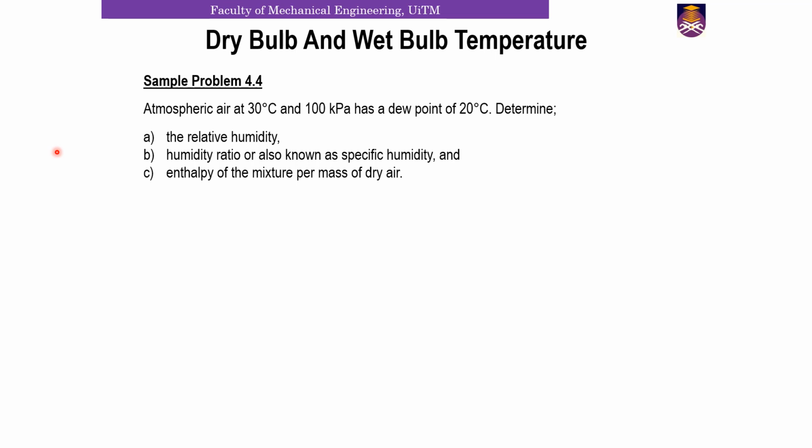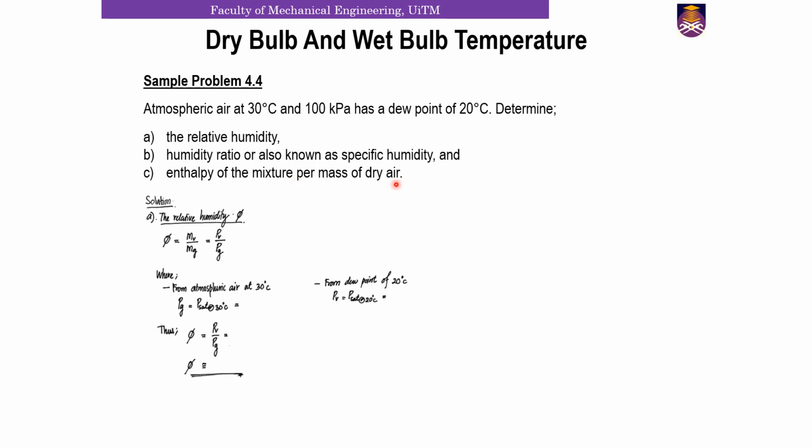The first one is the relative humidity. Second one is the humidity ratio, also known as specific humidity. And the third one is the enthalpy of mixture per mass of dry air. Now let's look at the solution.